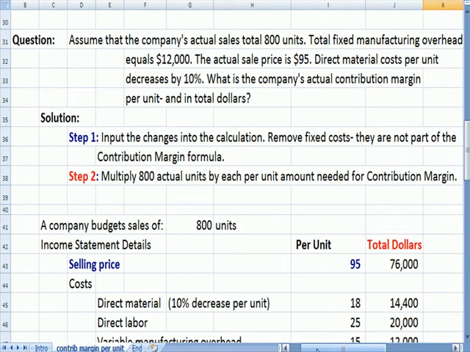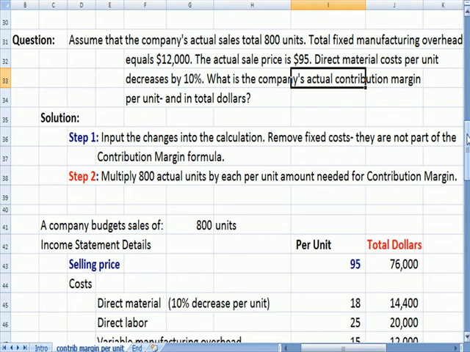So now the question. Assume that the company's actual sales total 800 units. Total fixed manufacturing overhead is 12,000 versus the 10,000 we saw above. The actual sale price is 95. Direct material cost per unit decreased by 10%. And the question, what is the company's actual contribution margin per unit and in total dollars? So the question's about contribution margin.